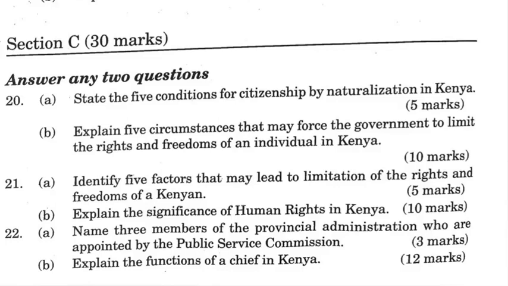Persons below the age of 18 years are considered children and are therefore denied the right to marry and vote. 5. Threat to the security of the land. Persons whose actions or speech are likely to interfere with the security of the nation will be arrested. 21b. Explain the significance of human rights in Kenya.